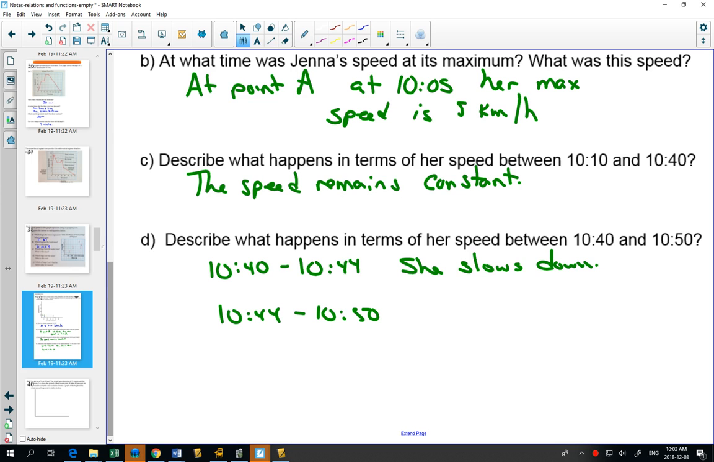what's happening there? She is stopped. She doesn't move. She just, oh, I'm done. Sitting down, taking off my skis, getting a drink of water from half an hour of good exercise.